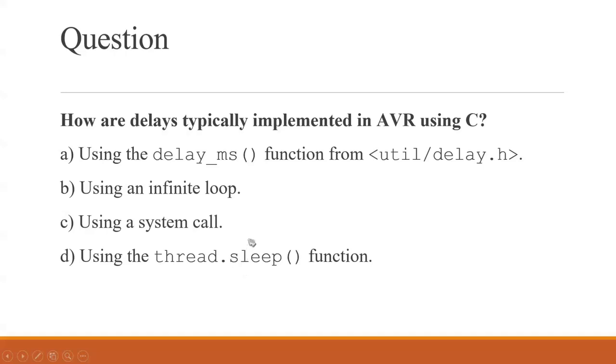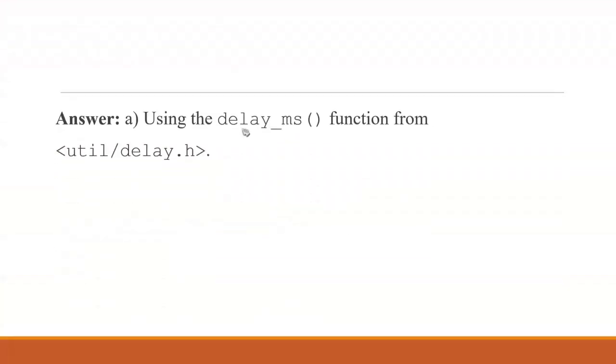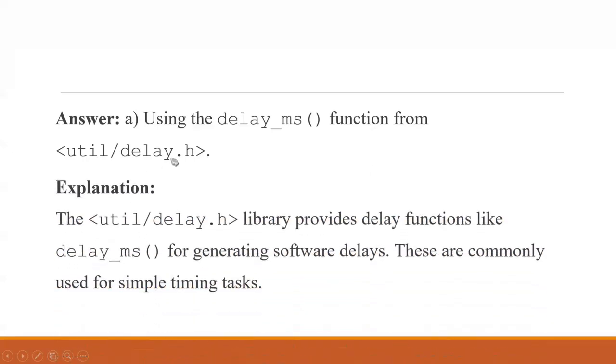So the answer to how we implement a delay in AVR is using the delay function from this header file. Of course, it is also a library. The explanation is that this header file provides delay functions like the _delay_ms function for generating software delays, and these are commonly used for simple timing tasks.